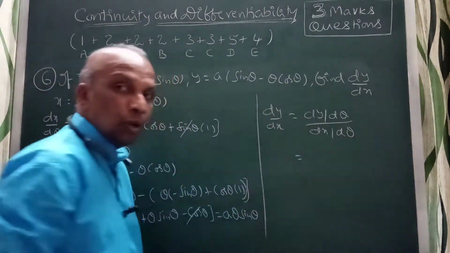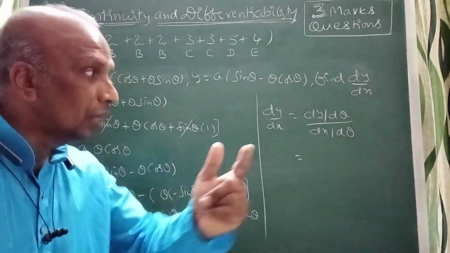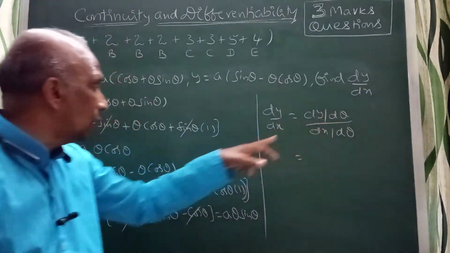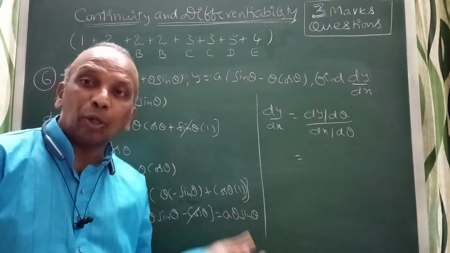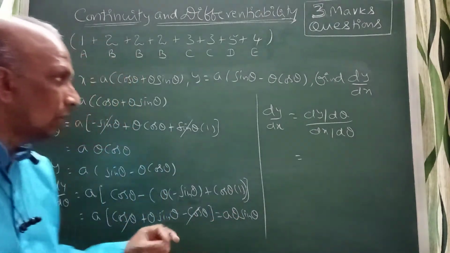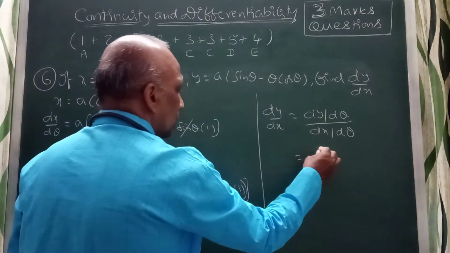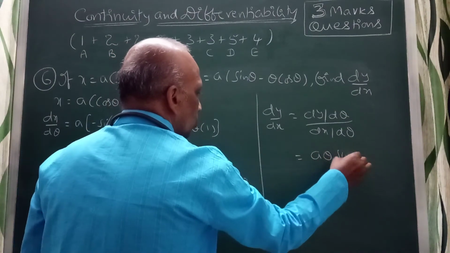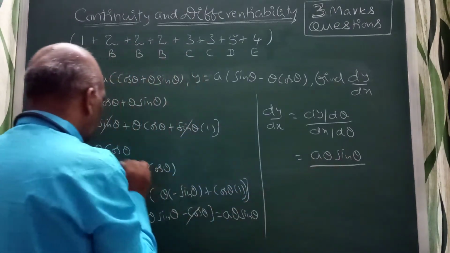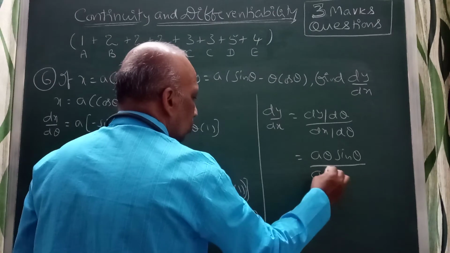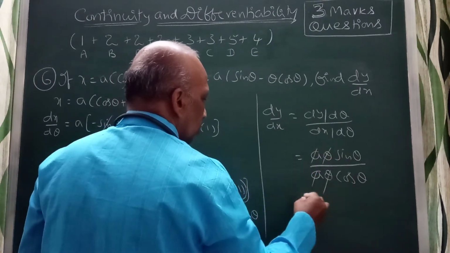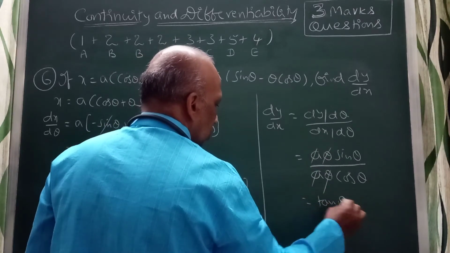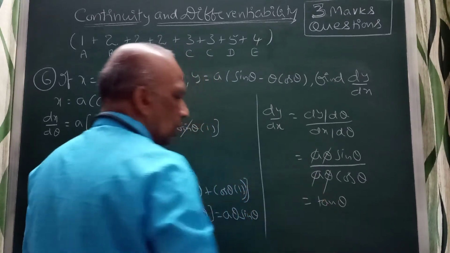So you should be careful. Most of the students will make a mistake here. Instead of writing dy by d theta, immediately they will write this by this. Unknowingly they may make a mistake. You should rectify that. So dy by d theta is a theta sin theta, by a theta cos theta. The answer is tan theta. So that is preferable.